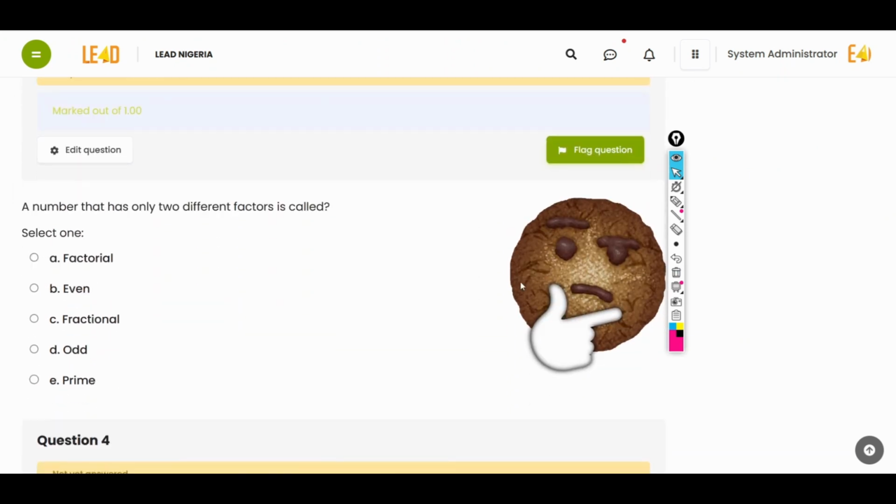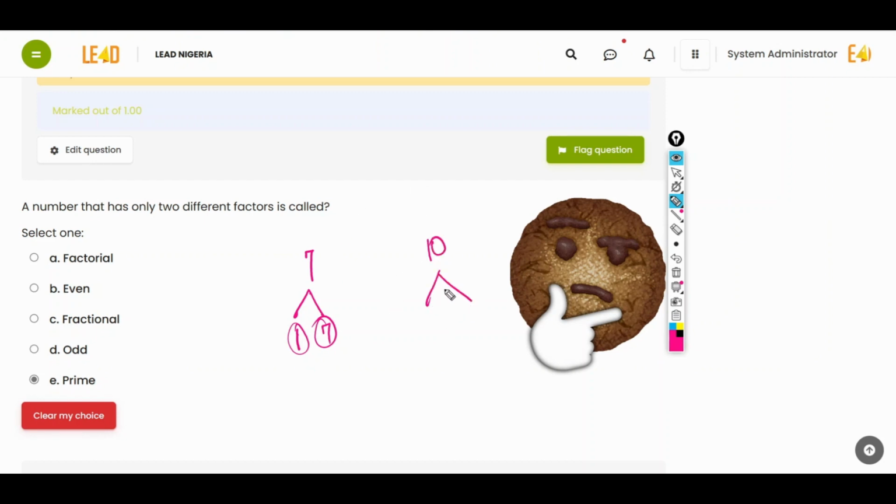Question 3 says, a number that has only 2 different factors is called a prime number. A prime number is a number that can only be divided by 1 and itself. So those are the 2 factors, 1 and itself. An example of a prime number could be 7 or 5. Let's use 7. The only factors of 7 are 1 and 7. Those are the only 2 factors. Any number that is not prime, for instance 10, you can always find multiple factors. 1 can divide 10, 2 can divide 10, 5 can divide 10, and 10 can divide 10. But if it's a prime number, you would only have two factors.